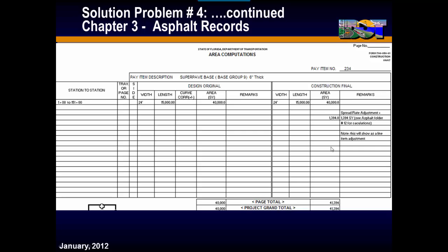So here is the Superpave base, 6 inches thick. Spread rate adjustment. See asphalt folder number 12 for the calculations. This will show as a line item adjustment, of course.